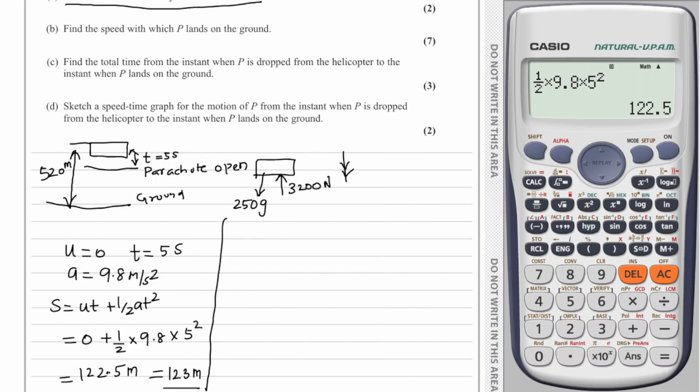Find the speed with which P lands on the ground. After it reaches 5 seconds, its velocity is changing. That means the acceleration is changing because there is a 3200 Newton force applied as a resistance. So the same acceleration we can't use after those 5 seconds. We need to identify a new acceleration, that is a1. For that we need to identify the initial velocity of the parachute and the box after those 5 seconds.